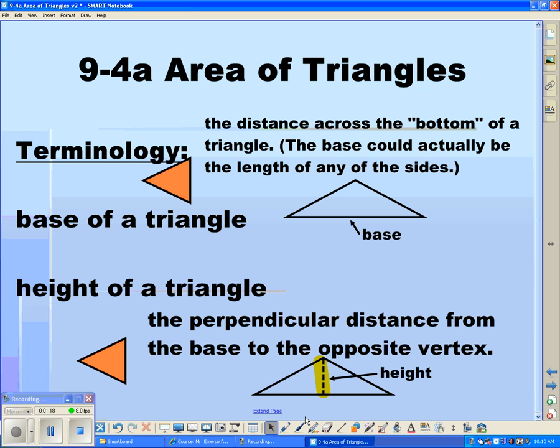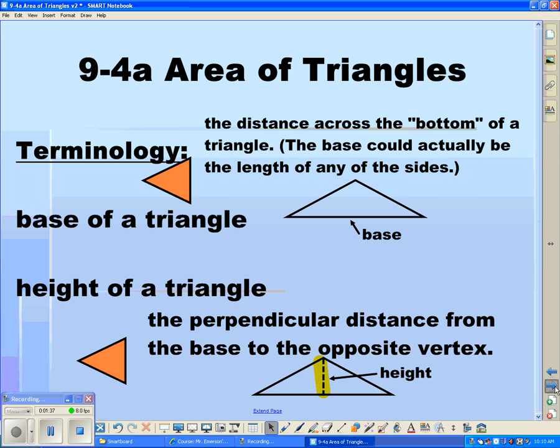So base and height. The base is the distance across the bottom of a triangle. The base could actually be the length of any of the sides. And the height of a triangle, the perpendicular distance from the base to the opposite vertex. Those two new terms need to be recorded in the vocab section of your binder.